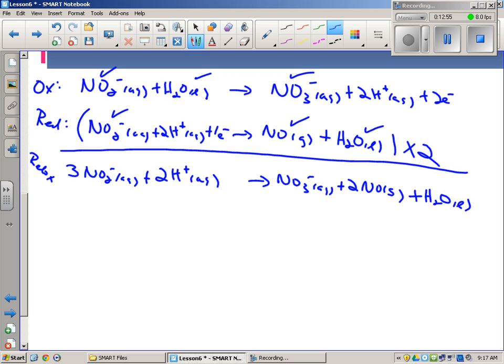I'm going to skip the balancing of the atoms, but 3 minus and a 2 plus is a -1, and there's a -1 there. I'm sure it's good. Okay, good?